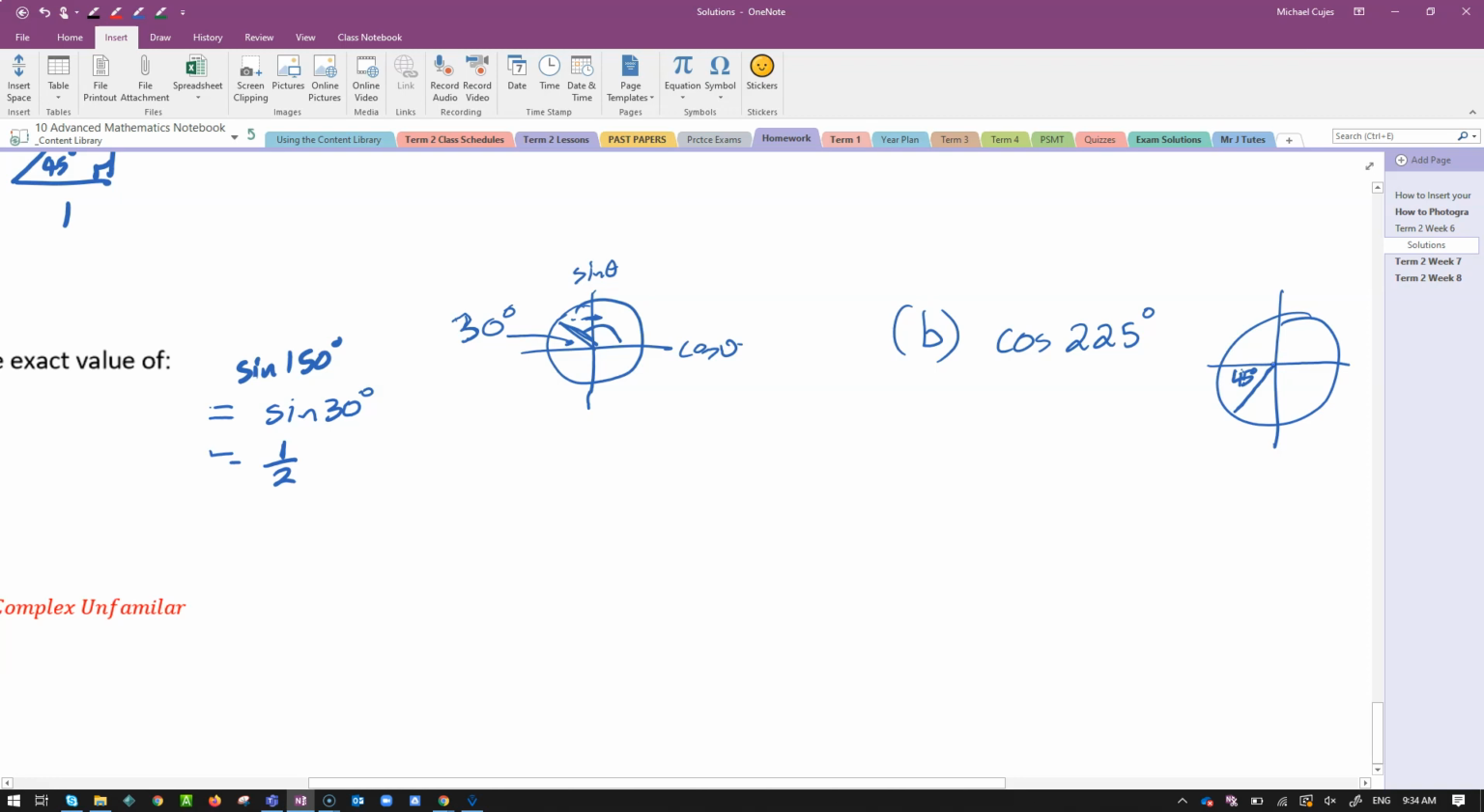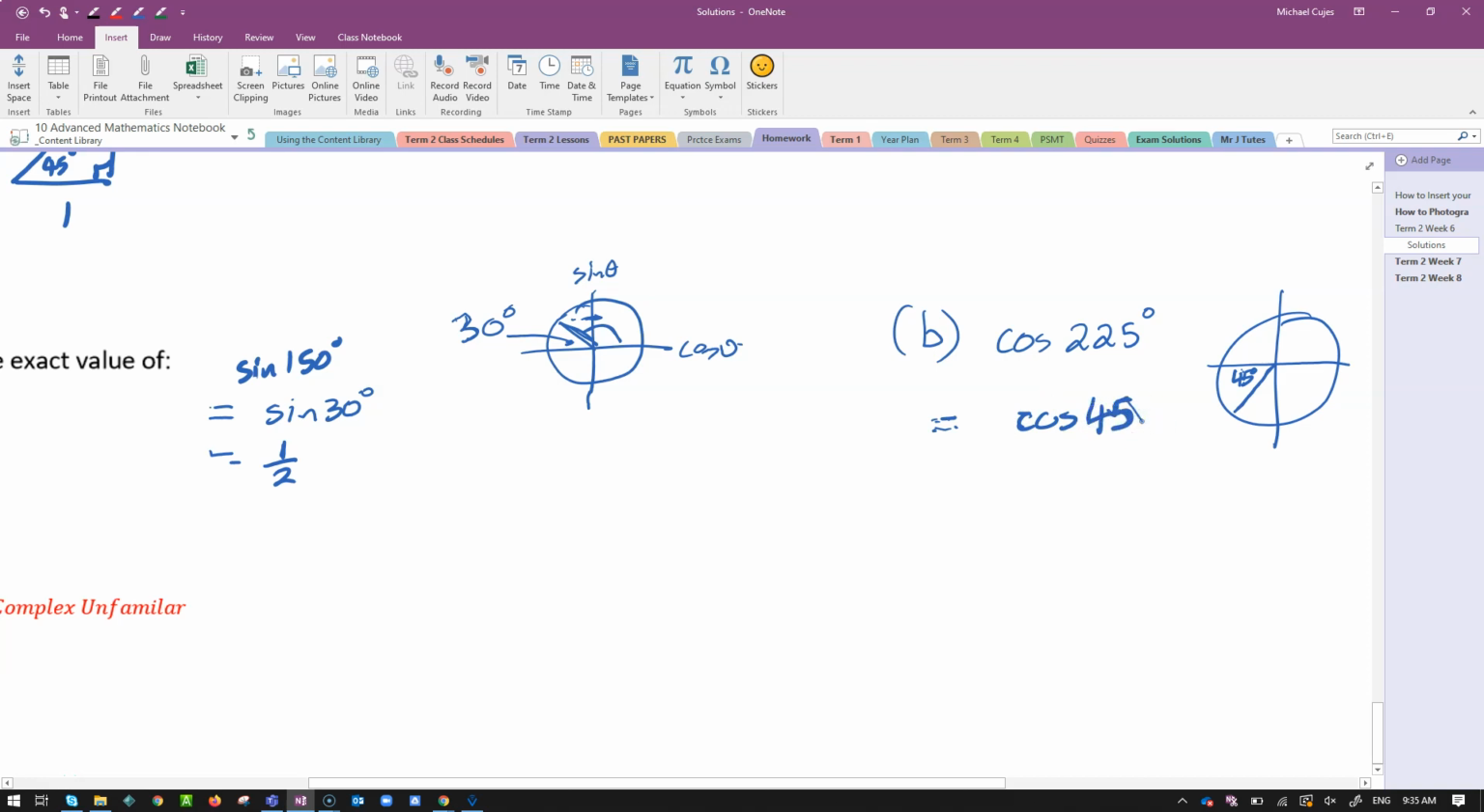All right. Cosine of 225, I draw where it is in the unit circle. And it's 45 degrees away from the closest x-axis. So I know the size of it is going to be equal to cosine of 45. Is it going to be positive or negative?